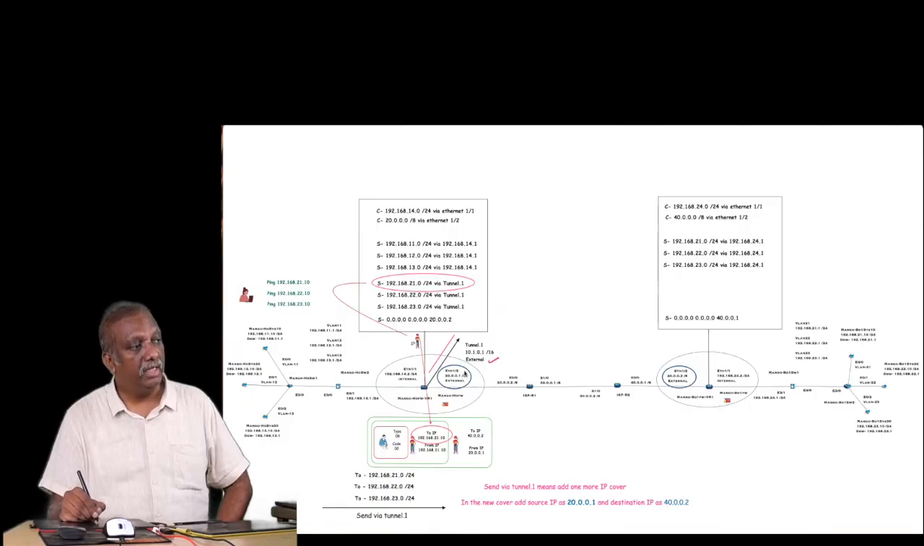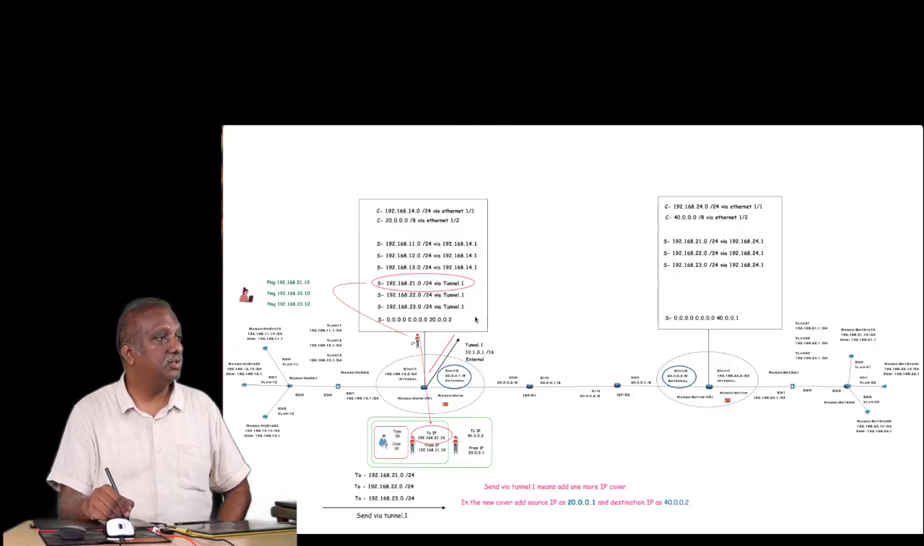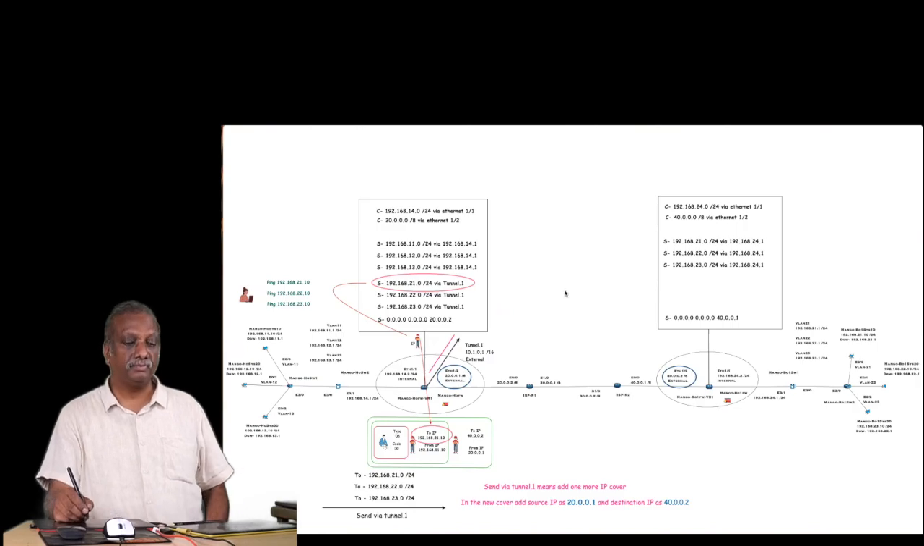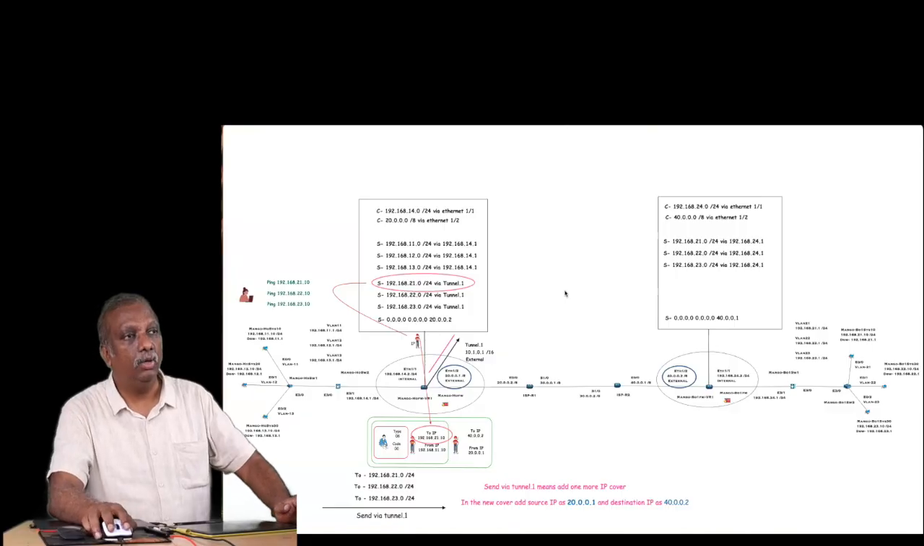Let us keep tunnel.1 also in external zone. I would like to keep Ethernet 1/2 and tunnel.1 both in external zone. I could have kept it in some other zone also, but I prefer doing it like this. Both of them I keep in the external zone, right? So let us do this configuration on the Palo Alto firewall.